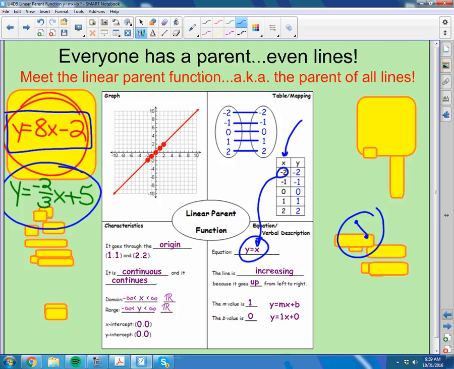I want you to get to a place where you can begin to do that in your head. Now, in order to do that, you must have your equation in slope-intercept form. Slope-intercept form is what allows you to create a mental image of your line. So let's try that.